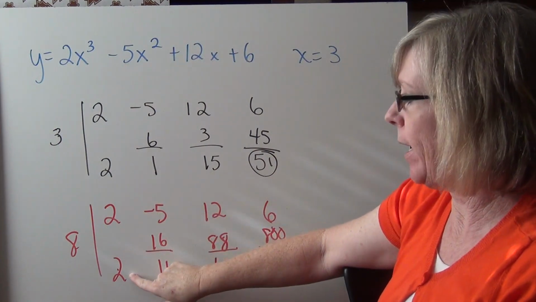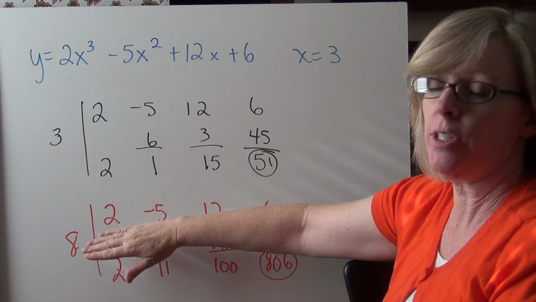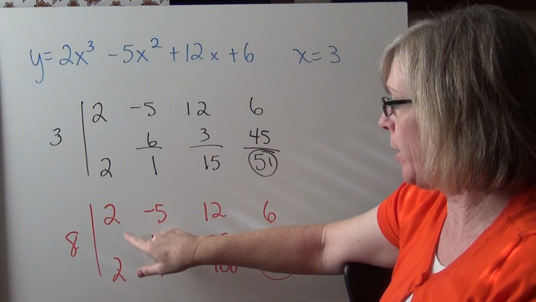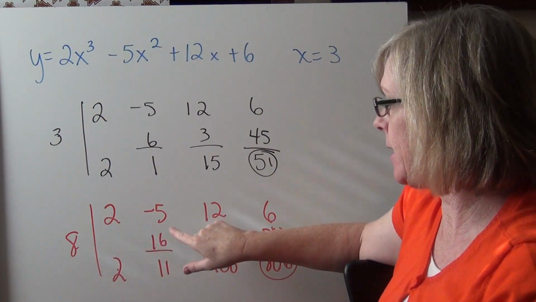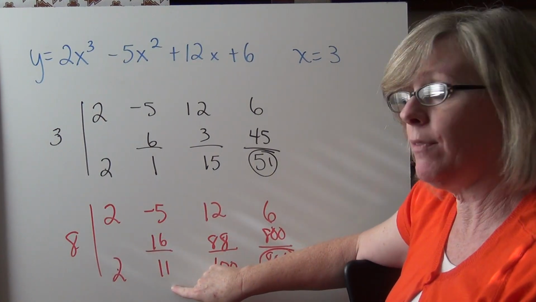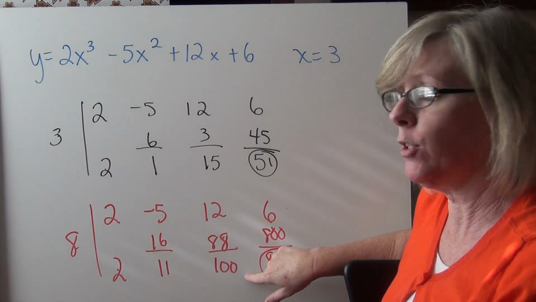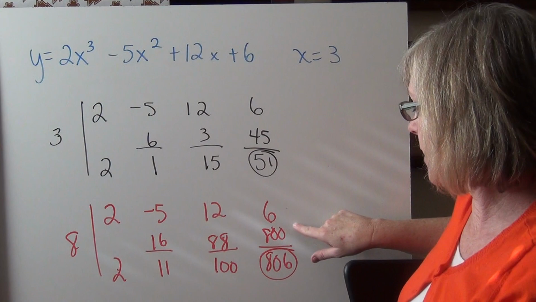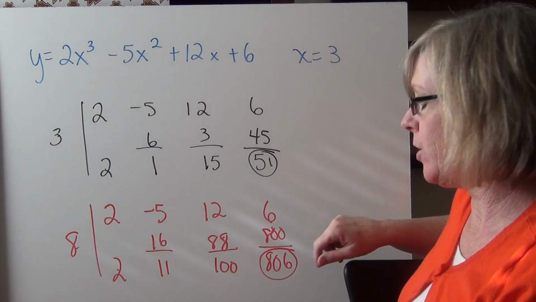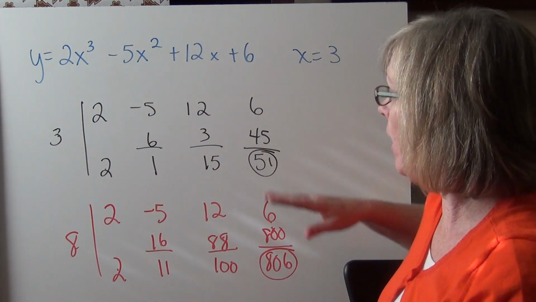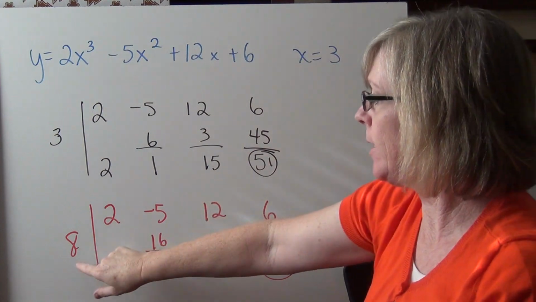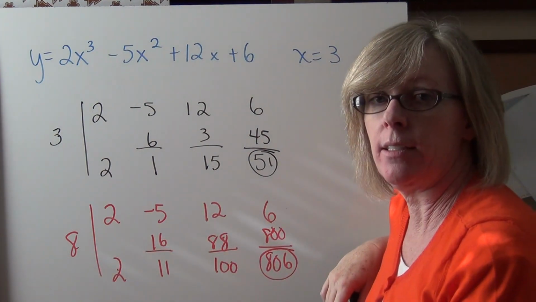I start the same way, same coefficients, because it's the same equation. Bring down the 2. 2 times 8 is 16, add it, get an 11. 11 times 8 is 88, add it and get 100. 100 times 8 is 800, add it, and my answer would be 806. The value of this equation when x equals 8 is 806.